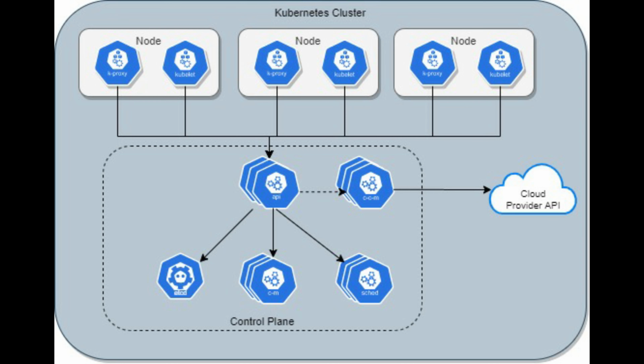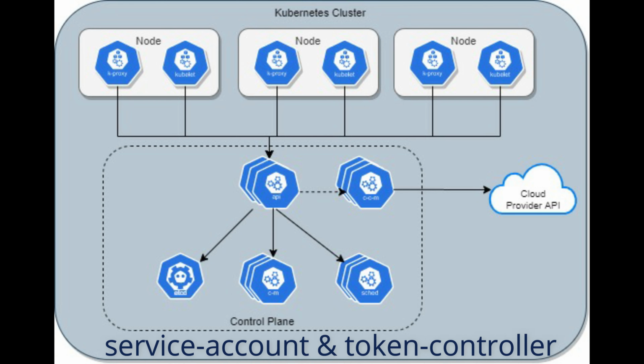The next one is the endpoints controller. It populates the endpoints object that joins the services and the pods together. And the last one, part of the Kube controller manager, is the service account and token controllers. This creates default accounts and API access tokens for the namespaces that are used.